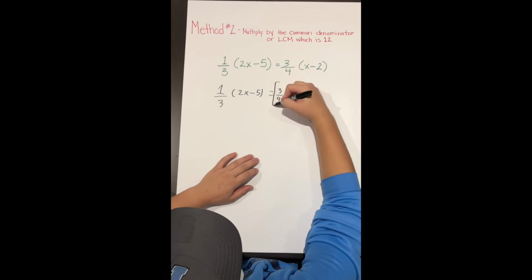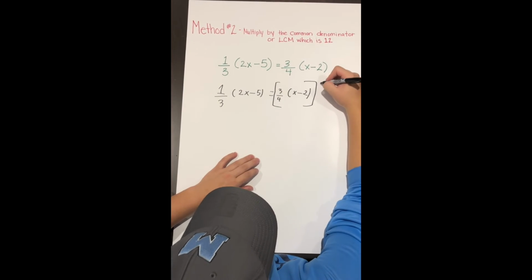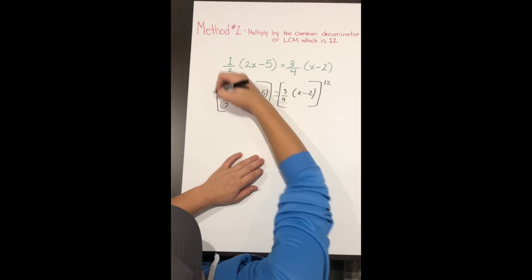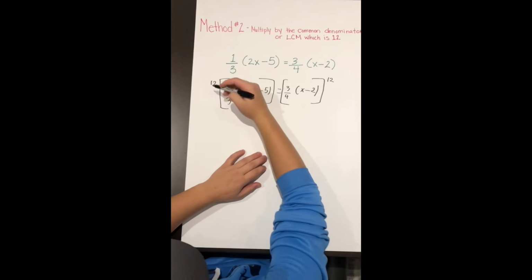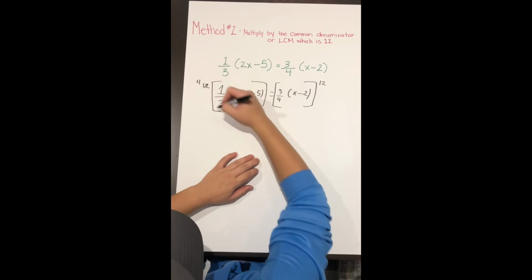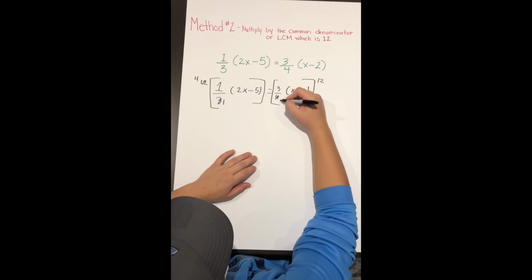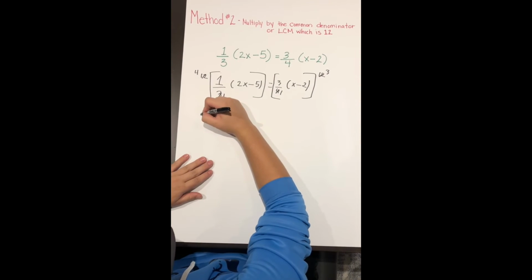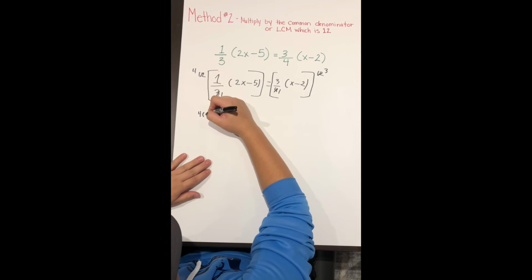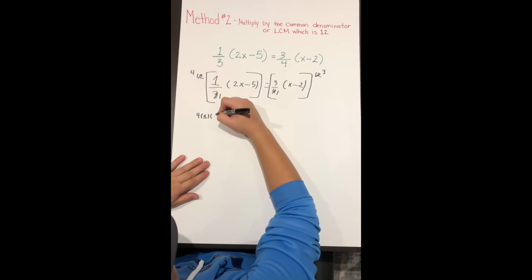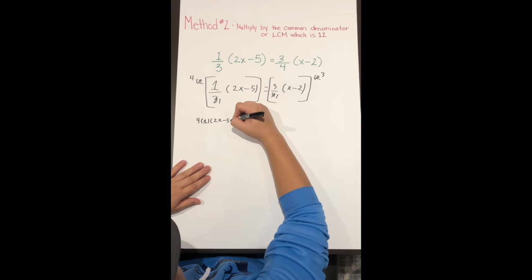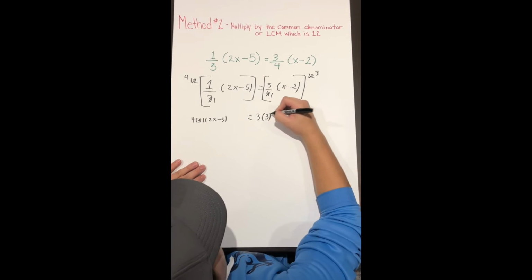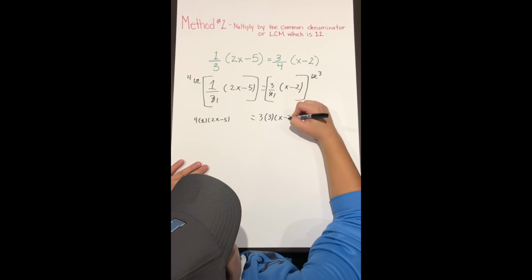So we have to create a larger bracket around these two and multiply it by 12. But once again, we are not done because this could be reduced. So this would end up being 4 and this would be reduced to 1, and this would end up being 1 and this would be reduced to 3. After you do that, the question would look like 4 times 1(2x - 5) = 3 times 3(x - 2).